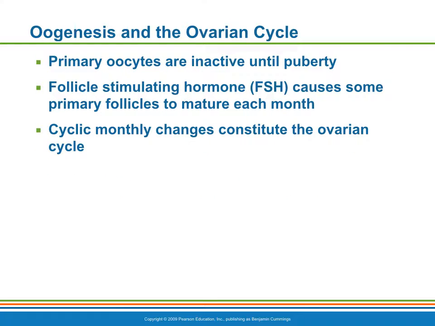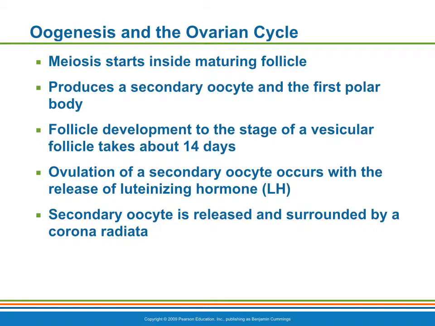Right? The primary oocytes are inactive until puberty. We have to have that hormone again. Follicle-stimulating hormone causes the primary follicles to start maturing every month at puberty, and then that continues on a monthly basis until menopause. Meiosis starts inside the maturing follicle, and it produces a secondary oocyte and a first polar body. Remember that when meiosis occurs, in males you're going to create 4 sperm. In females, you're only going to produce 1 viable egg.